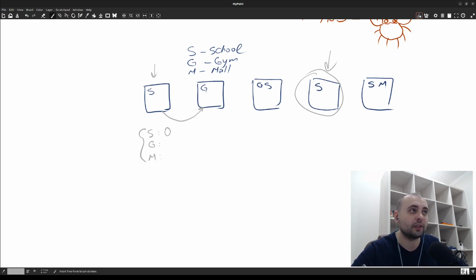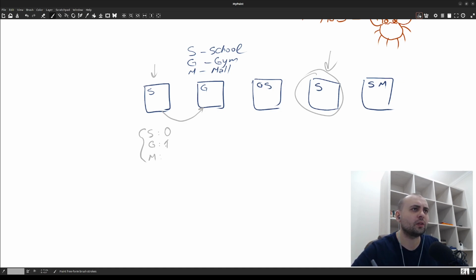Then we'll increment the distance by 1. So for example, we moved 1 distance here, and we found out that the next block contains a gym. Then the closest distance between this block and the next one will be 1.